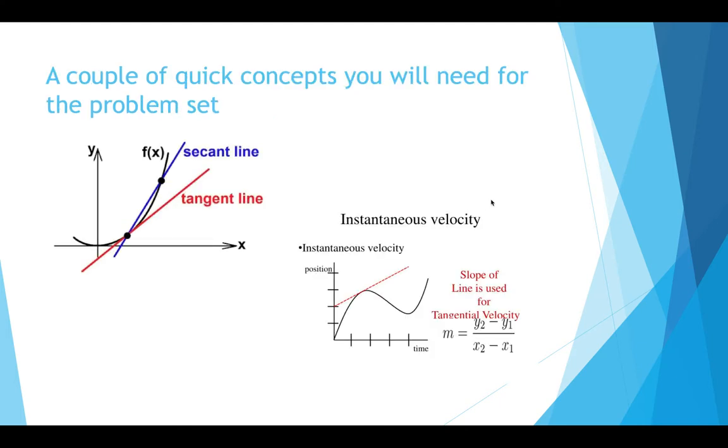Okay, so just a couple of quick concepts you need for the problem set. Here we have a picture of a curve, f of x. A secant line is a line that goes through 2 points. A tangent line is a line that goes through 1 point. And remember, the slope of the tangent line is the derivative. Instantaneous velocity is the slope of the line used for tangential velocity. So we're going to be using the tangent line when we're finding instantaneous velocity.